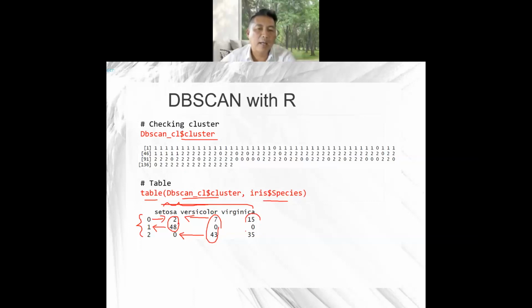Okay. So for the last one, Virginica, 35 of them belong to cluster 2 and 15 of them belong to cluster 0. So there's a big difference between the cluster result and also the type. Because they're supposed to belong to one type, Virginica, but they are split into cluster 0 and 2. So this is just to look at how good they are.